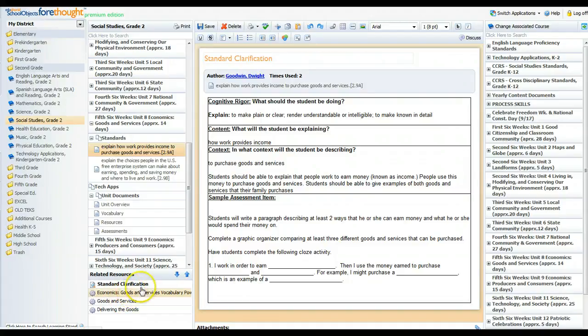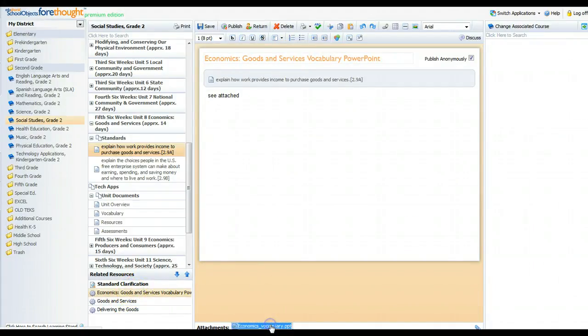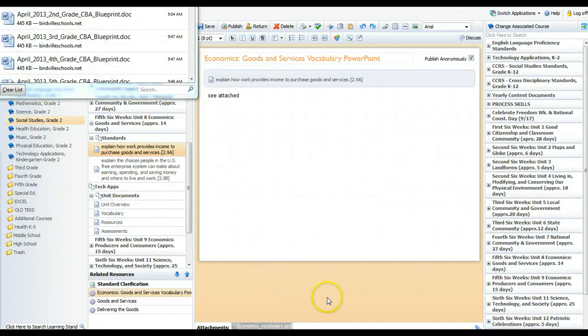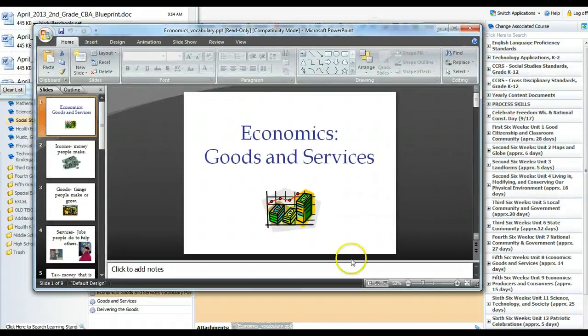Over here, you will see that we have attached for you an economics vocabulary PowerPoint. I think this is something that you will see that you can use. Drag it right over here.